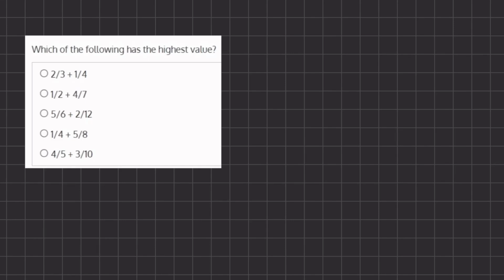Alright, so in this problem we want to find which of the following expressions has the highest value, and we're going to do so by simplifying these expressions by finding the least common denominator and converting each of the expressions into a single fraction. Now let's do so with our first fraction. With our first expression, we have 2/3 plus 1/4.